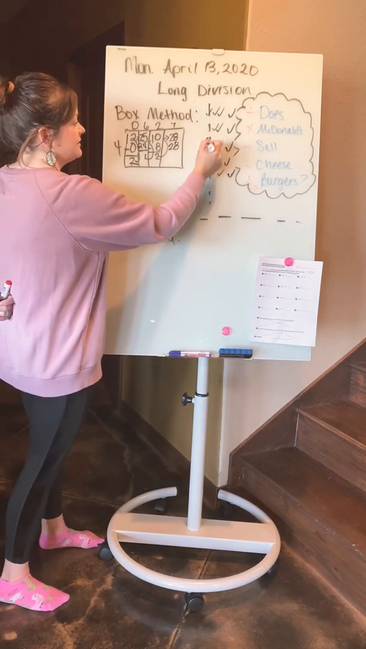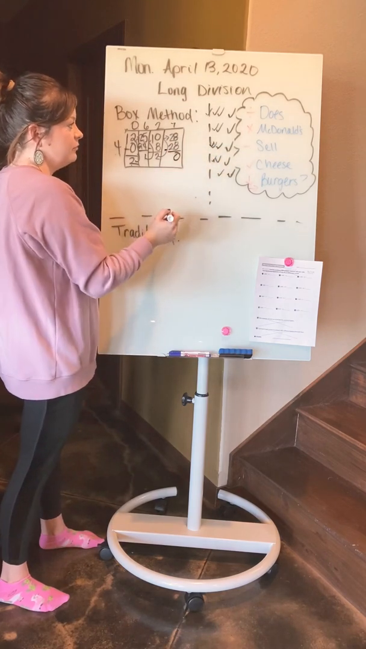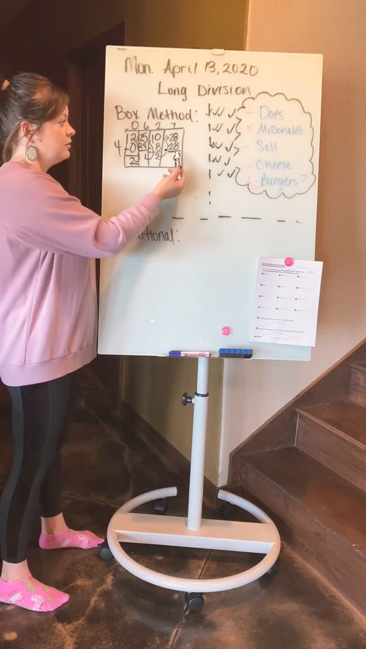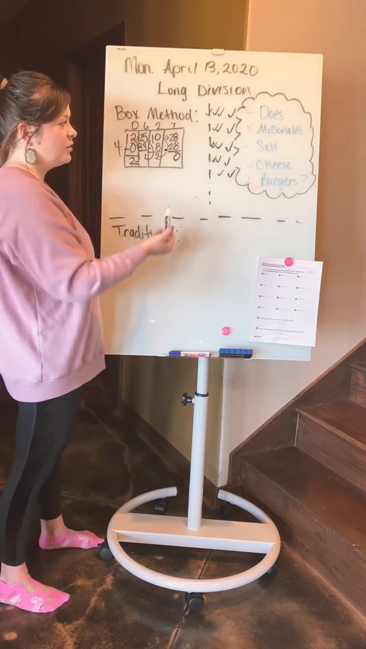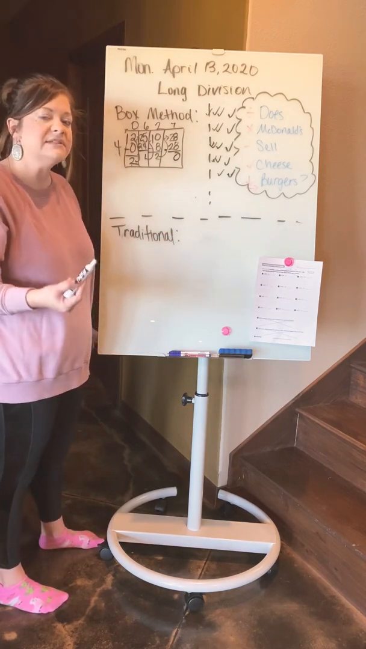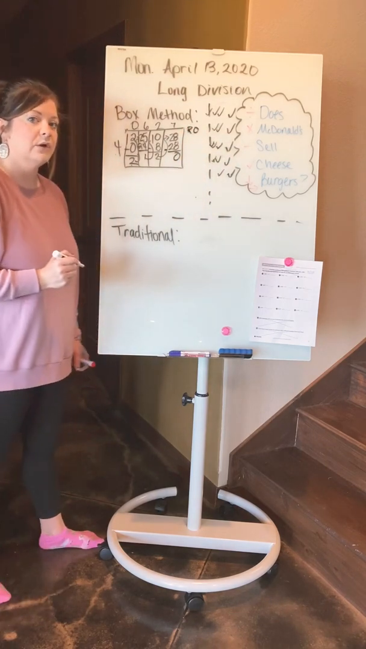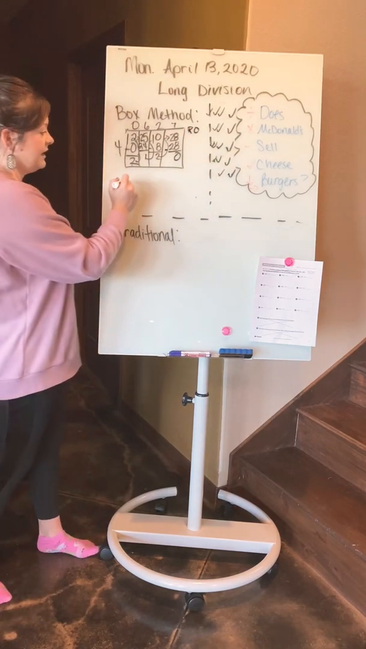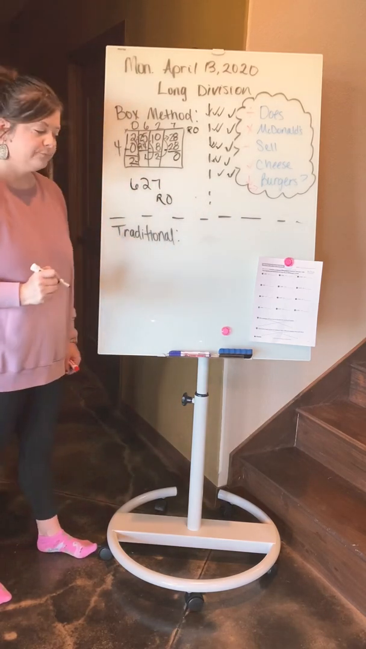Okay, so now I need to subtract one more time. 28 minus 28 is 0. Let's check myself. I know that's right. I know 0 is less than 4. And I also, on my next step, bring over. I don't have anything to bring over, so I know I'm done. I also know there is a remainder of 0. Okay, so my answer is 627 with the remainder of 0.